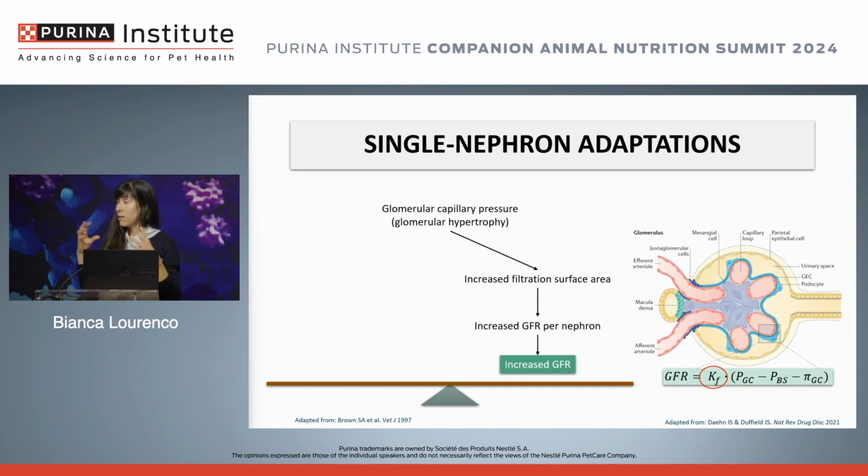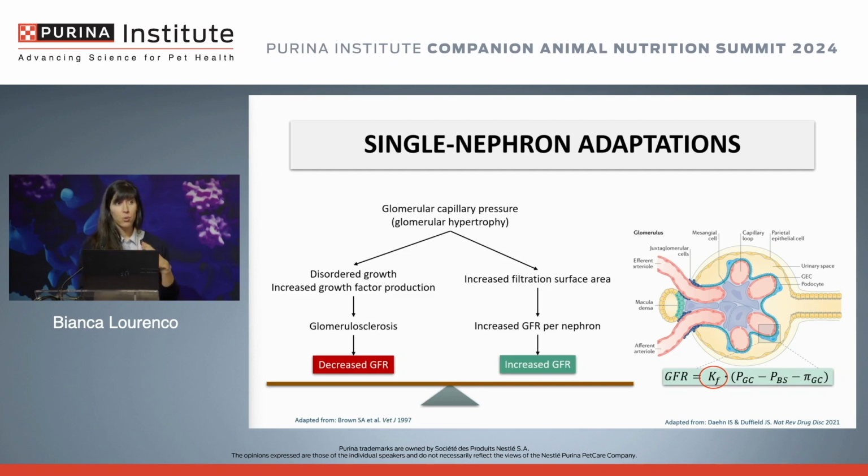Same thing for that glomerular hypertrophy, right? It's helpful in one way because you increase your surface area, so you increase your filtration coefficient, and therefore you increase the single nephron GFR. However, as you have a disordered growth, again, you promote glomerulosclerosis and the loss of functioning nephrons. So these are really helpful in the short term, really unhelpful in the long term.